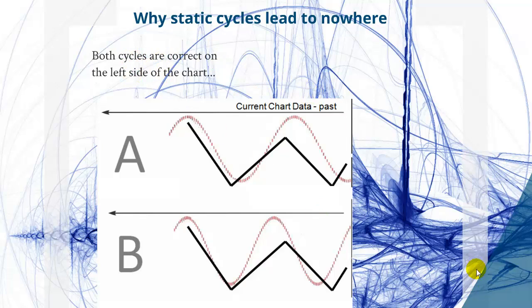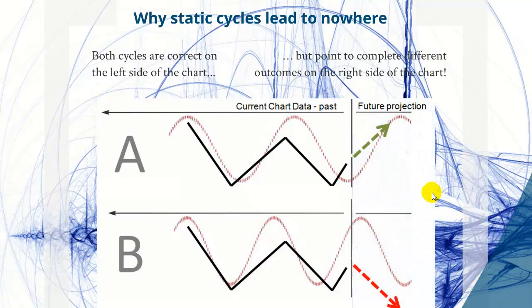Now the interesting part comes if we move over to the right side of the chart, where we would place our trading. The first projection would give us this situation that we are in the bottoming area and would expect an up move from here. However, if we follow the second projection, this would tell us that we are at the cycle top, so we should expect a down move from here.